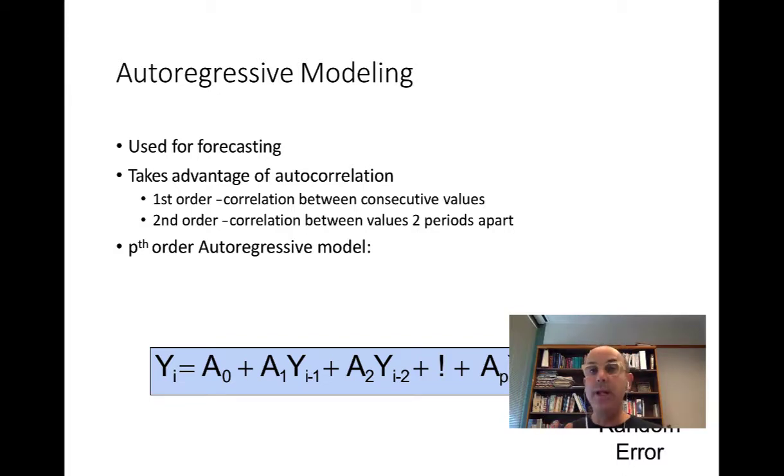Another model that we need to talk about is the autoregressive model, and it takes advantage of autocorrelation. So there is the first order correlation of consecutive values, the second, and the pth. But in this type of model, why is it so popular? It is that the random error has to be accounted for as part of the formula. And so again, this is something that we need to be aware of.